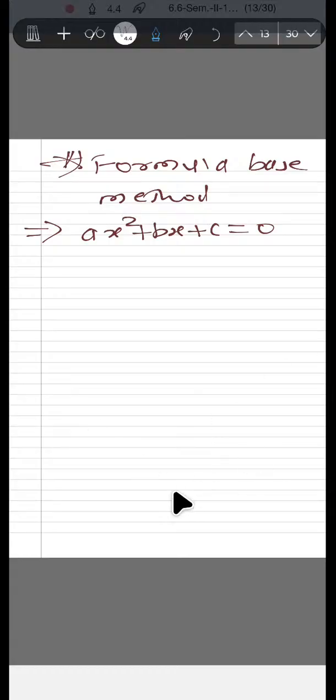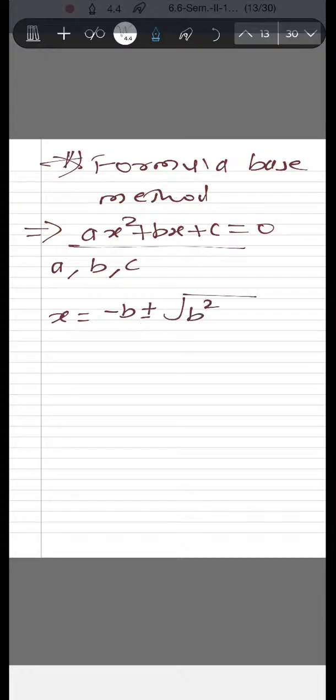It means when we compare any quadratic equation with that one, I will get the values of a, b and c. So here the formula to know the roots of a quadratic equation says: x equals minus b plus or minus square root of b square minus 4ac, divided by 2a.